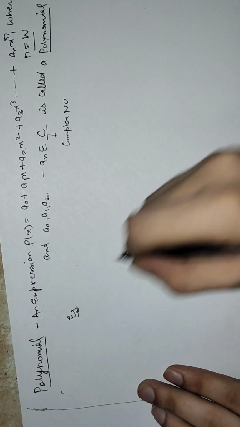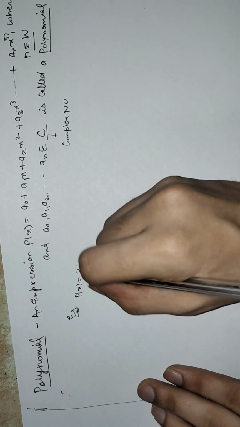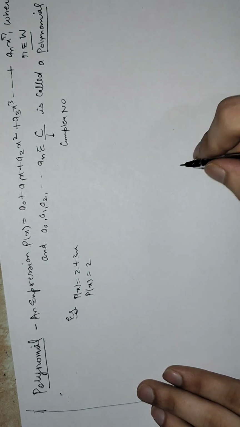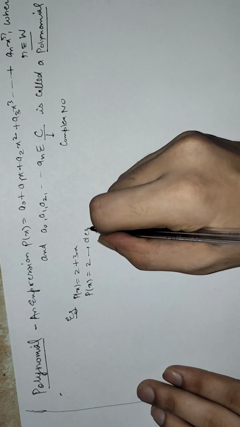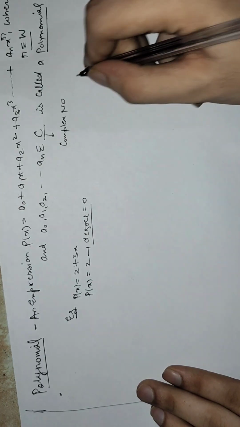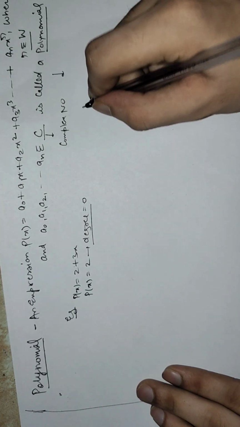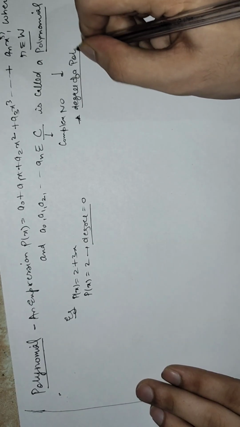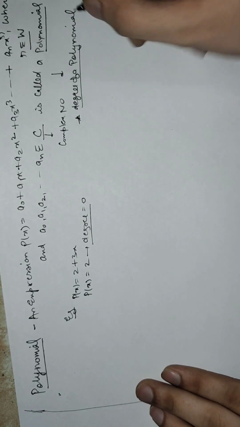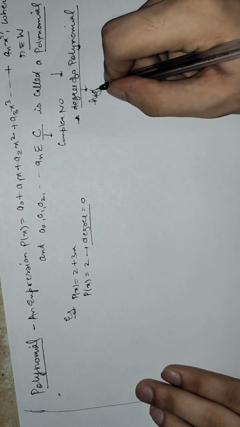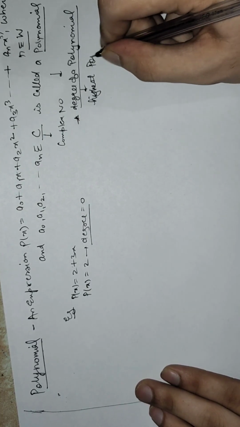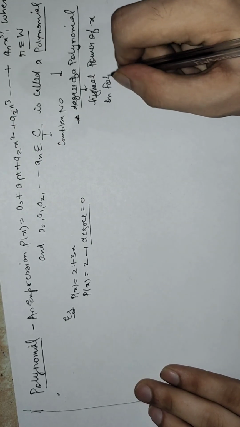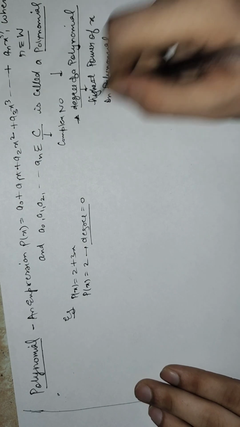Example: P(x) = 2 + 3x is a polynomial. P(x) = 2 is a polynomial of degree 0. The degree of a polynomial is the highest power of x in the polynomial, right?